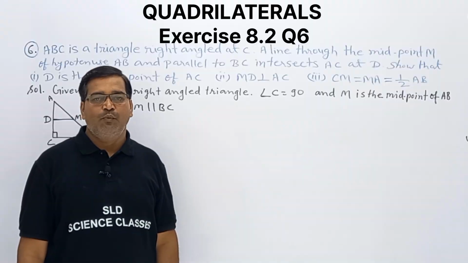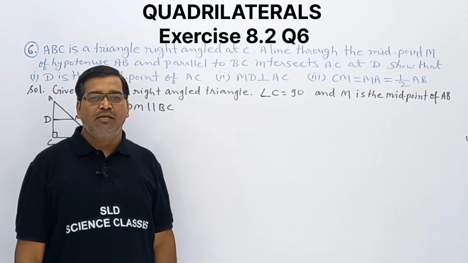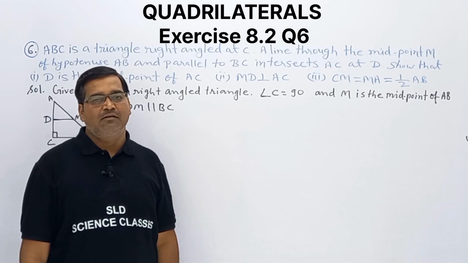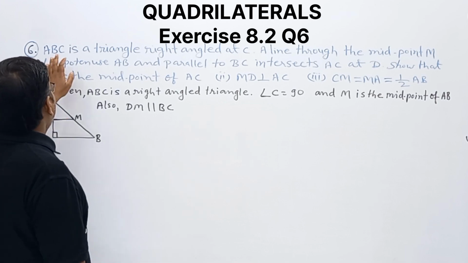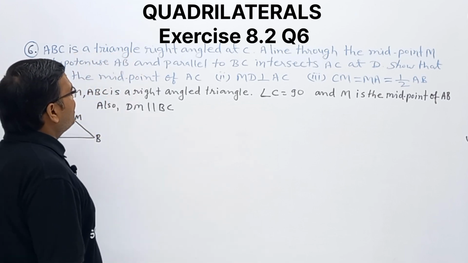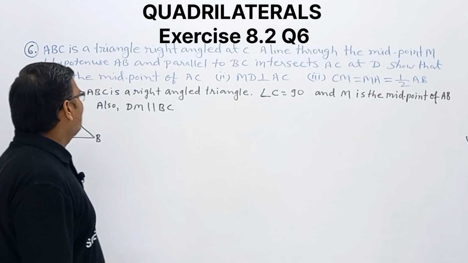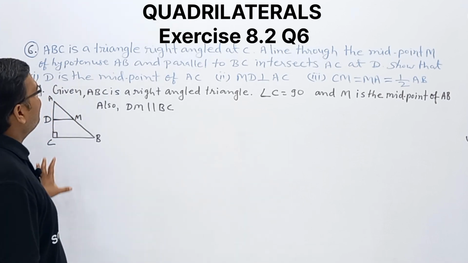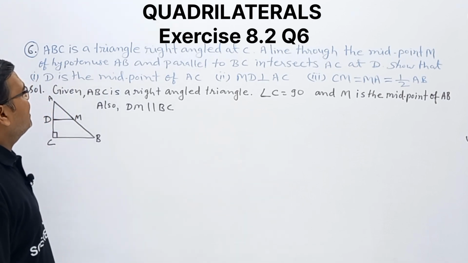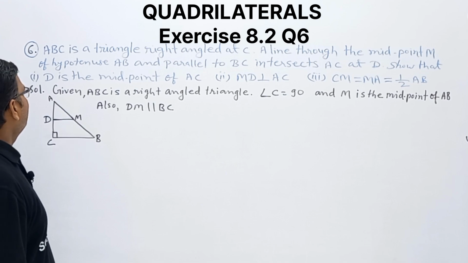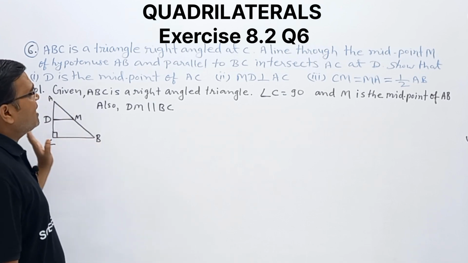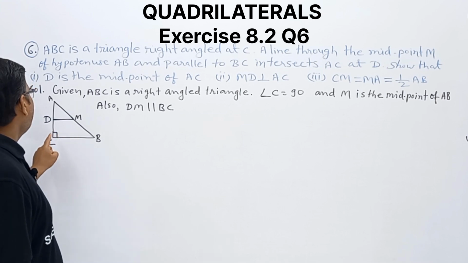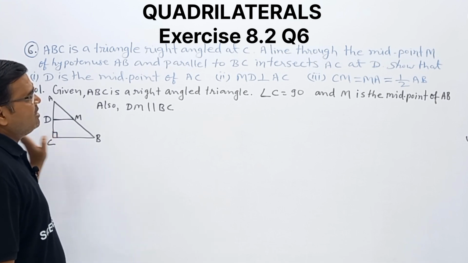In this class, we are going to discuss question number 6, exercise 8.2, quadrilaterals. Observe this question, the last question of this chapter. ABC is a triangle, right angled at C. So what are we having? We are having one right angled triangle, and this triangle is right angled at C. ABC is a right angled triangle, right angled 90° at C.